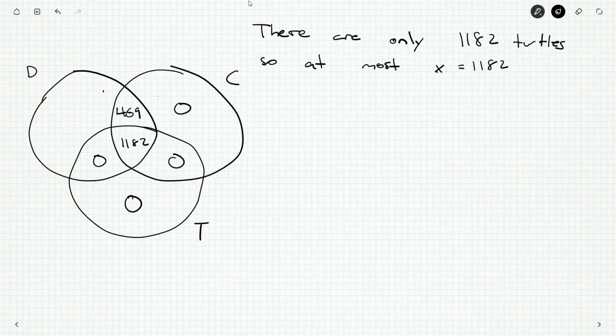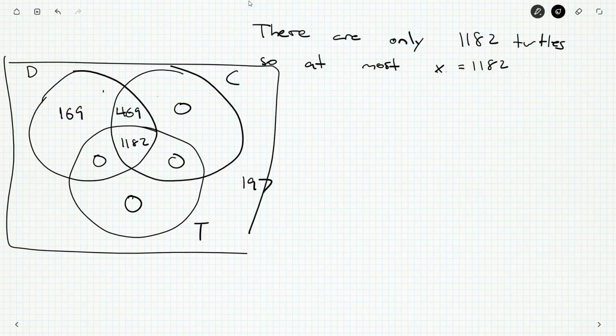And so now we've got 1,651 dog houses, because they're both dog and cat, or dog, cat, and turtle. And 1,820 of them minus 1,651 means there'll be 169 just dog houses. The total of all the numbers so far is 1,820, so 2017 minus 1,820 is going to be 197 houses with no pets at all, and that would be a Venn diagram with the maximum X being 1,182.